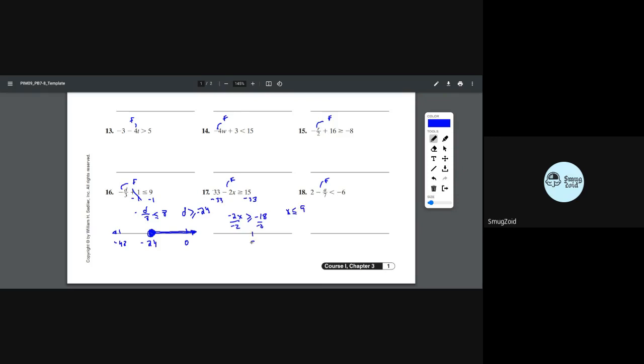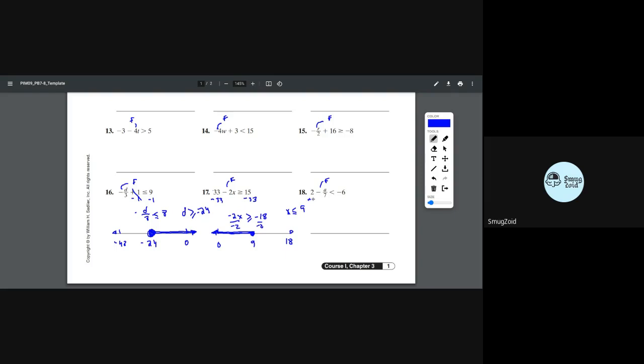So I'll put 9 on my number line. 18 will go here. 0 go down here. And you're saying X will be less than or equal to 9. So darken the line and draw this thing down this direction. Put an arrow. All right. Wow. This is interesting, right?